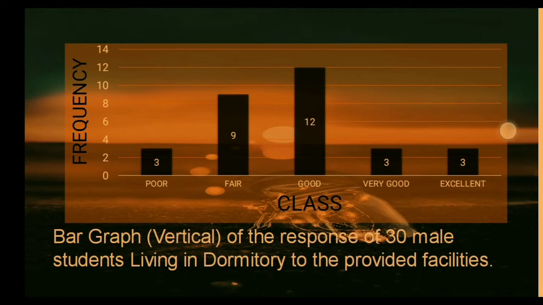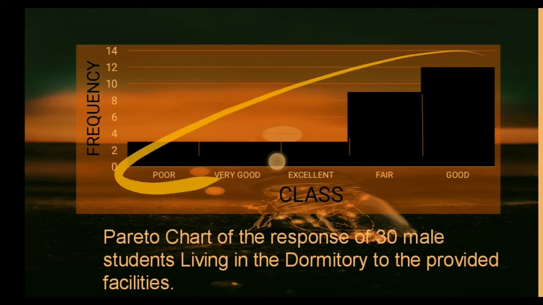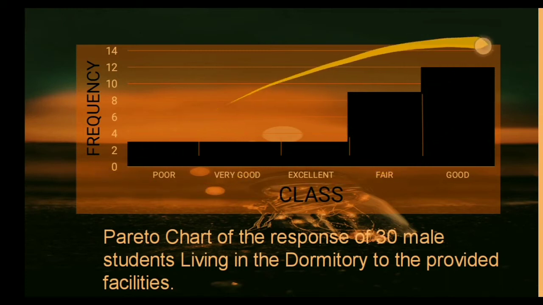facilities. The next is the Pareto chart of the responses of 30 male students living in the dormitory. Pareto chart is almost the same as the bar graph. The only difference is the bars are closer or connected, and the bars are arranged from lowest frequency to the highest frequency. In the Pareto chart, only the frequency and the class are needed.